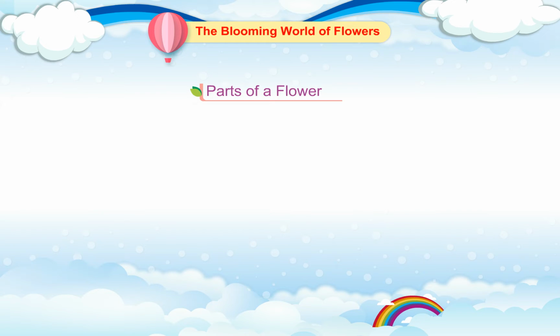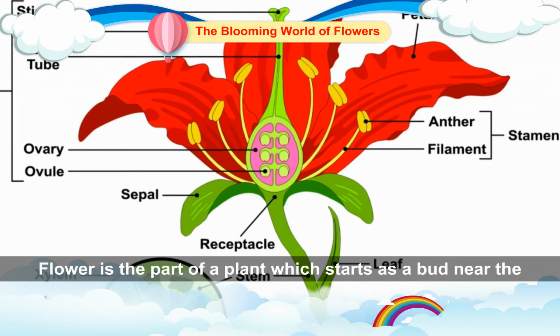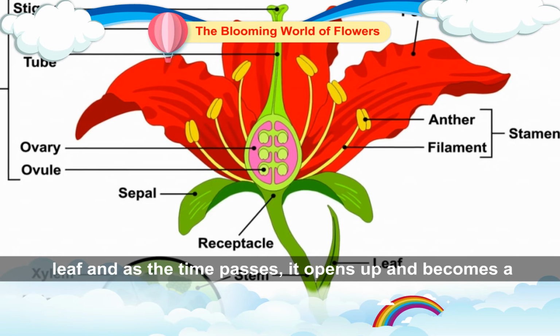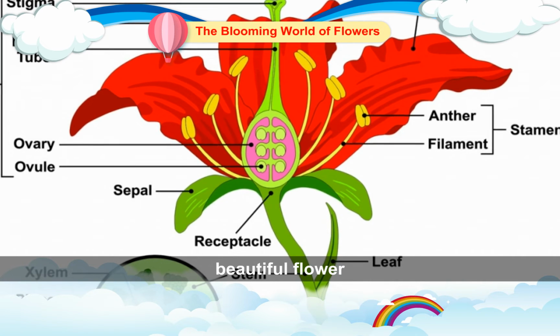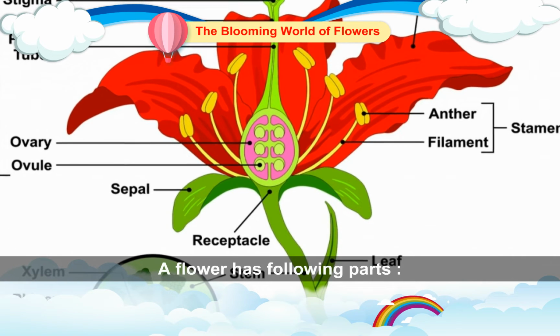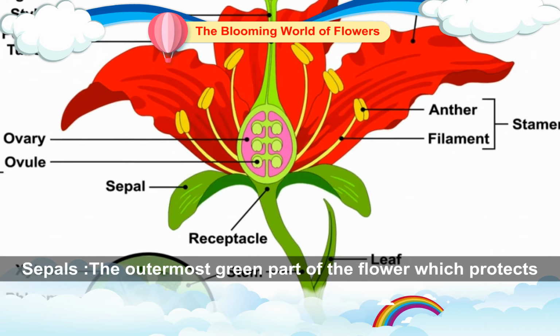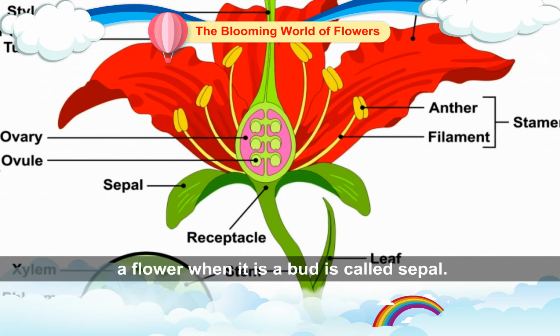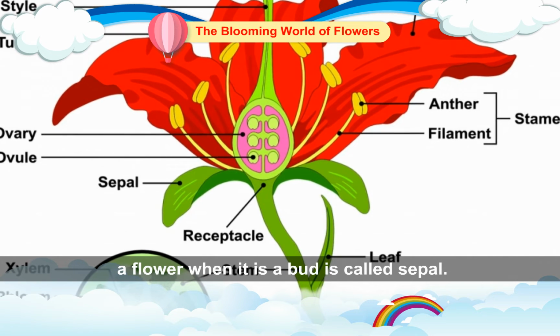Parts of a flower. A flower is the part of a plant which starts as a bud near the leaf and, as time passes, it opens up and becomes a beautiful flower. A flower has the following parts. Sepals. The outermost green part of the flower, which protects a flower when it is a bud, is called sepal.